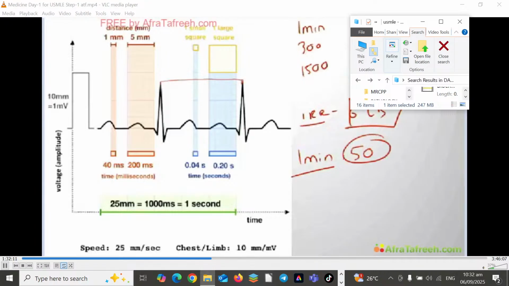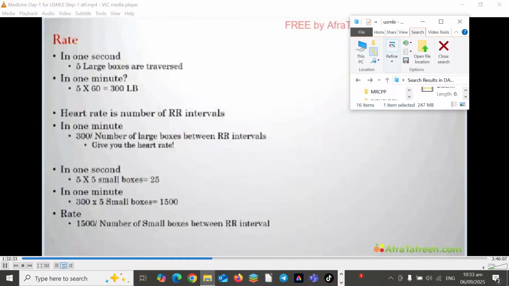So, correct. 1 RR interval was 6 large boxes. You have 300 large boxes to traverse. How many RR intervals would that be? 50. Each RR interval is a pulse. So what is your heart rate? It is 50. Very simple, very clear. Is it clear? I have written the math. So it is 300 divided by the number of large boxes between the RR intervals.